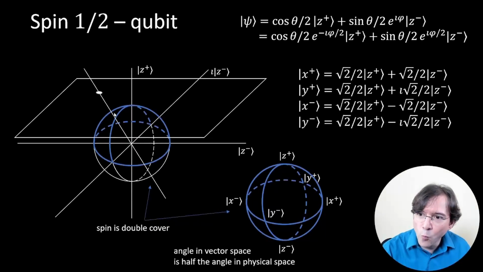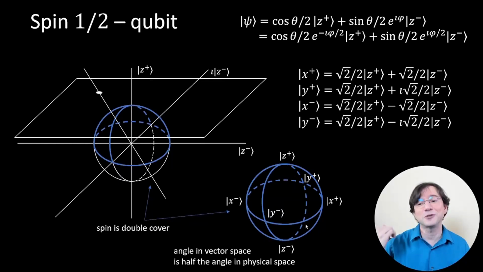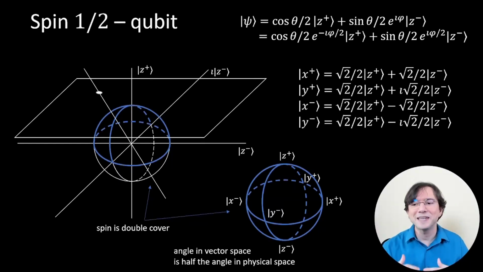You see, one direction here cuts the sphere into 2 points, right? So this line really represents 2 points in the vector space, while it really represents 1 point in physical space. So this idea of the double cover really is an artifact of the representation of states inside the vector space, right? It's not something that happens physically.